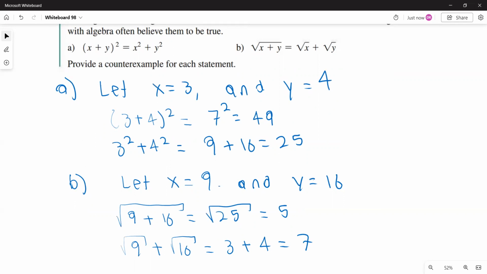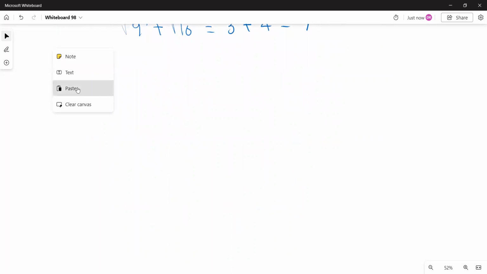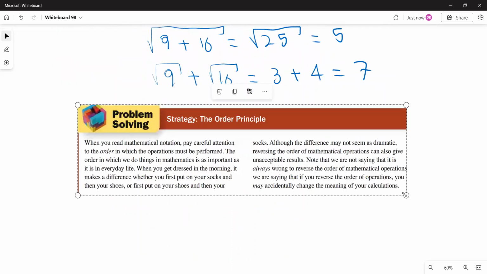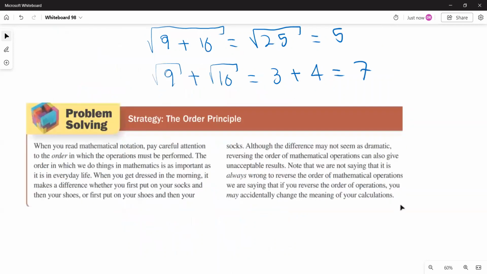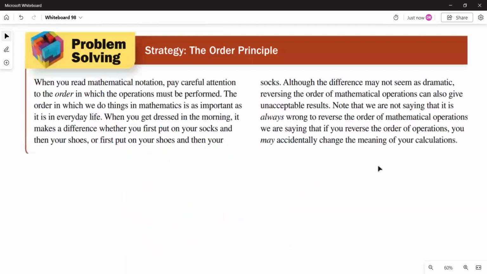Okay, strategy number 10 is the order principle, in particular, the order of operations. So yes, the order in which you do operations is important. When you read mathematical notation, pay careful attention to the order in which the operations must be performed.